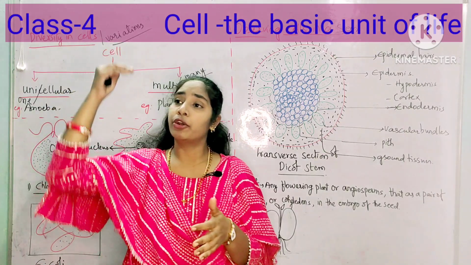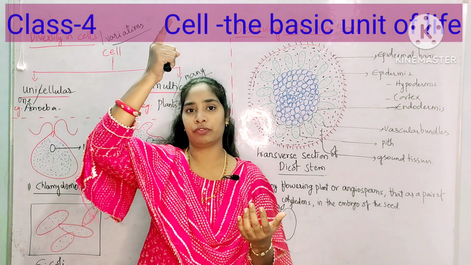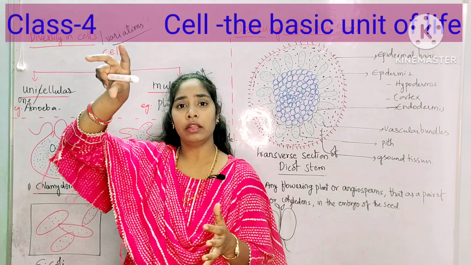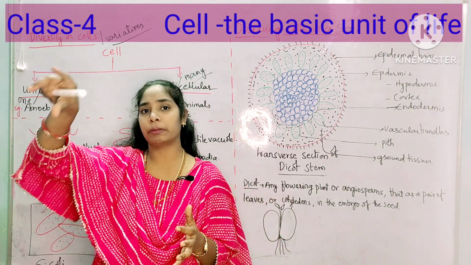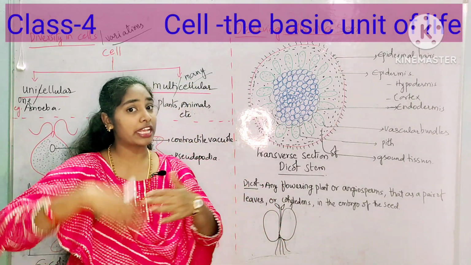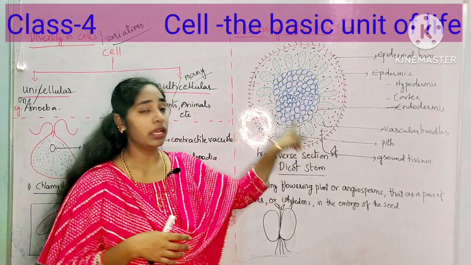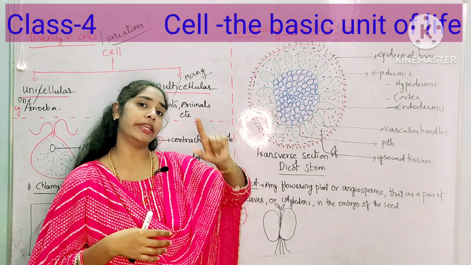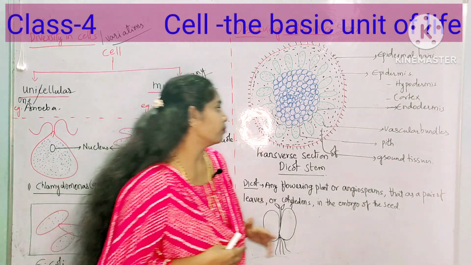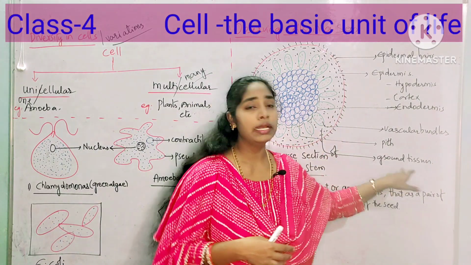So roots will absorb water from the earth and send it to the upper part of the plant, whereas leaves will prepare food material, as they contain chloroplast. They will prepare food and send it to the remaining parts of the plant body. In this way the transport is done by the vascular bundle. This green color part contains xylem and phloem, which are helpful for transport of food and water.